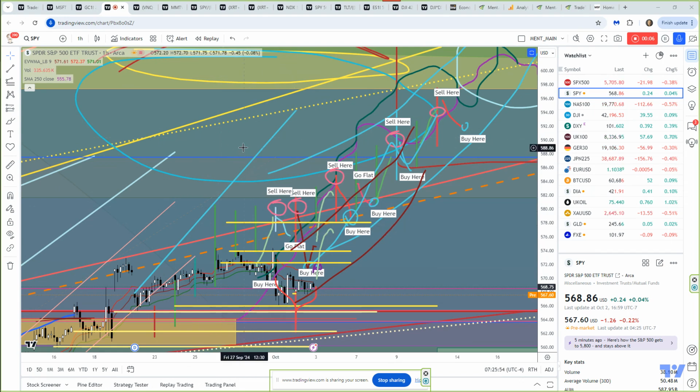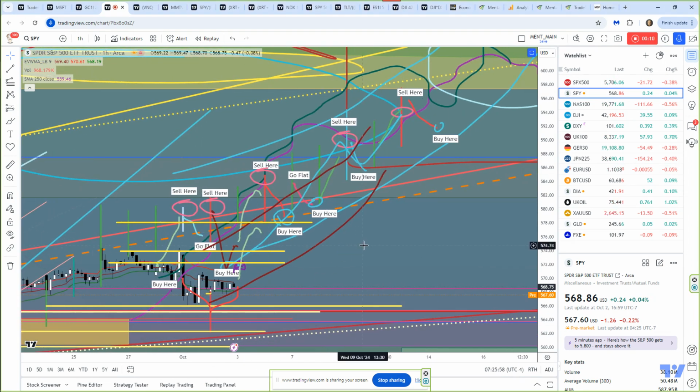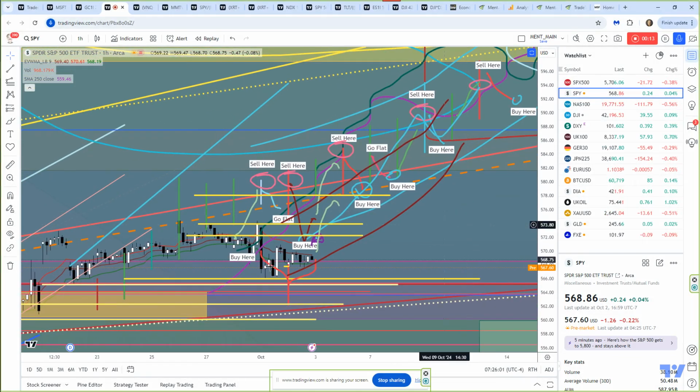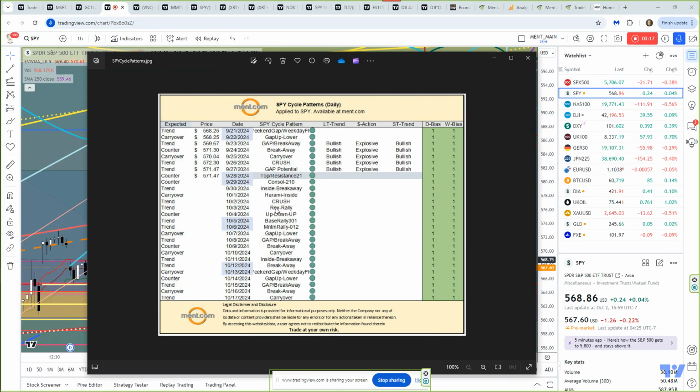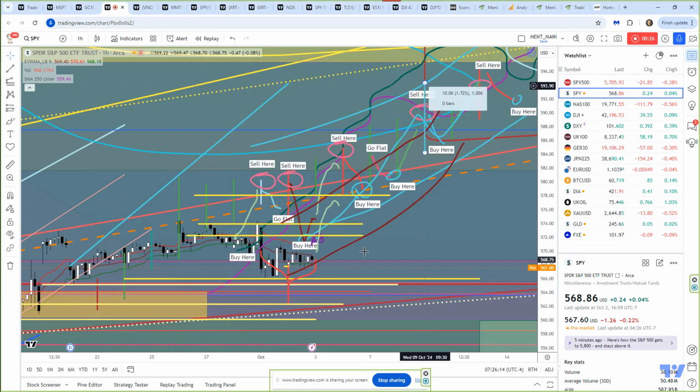We're moving into the reversal rally phase of the SPY cycle patterns. So come over here, take a look at our cycle patterns. We're down here into this reversal rally for the 3rd of October in trending mode. Remember, these have been predicted many weeks in advance, and today we're going to see what happens with the SPY.